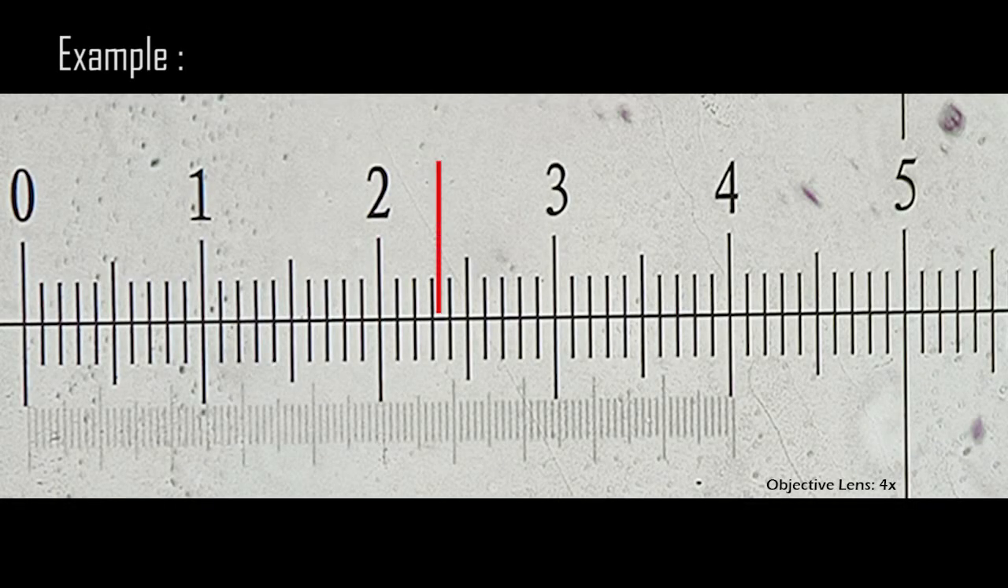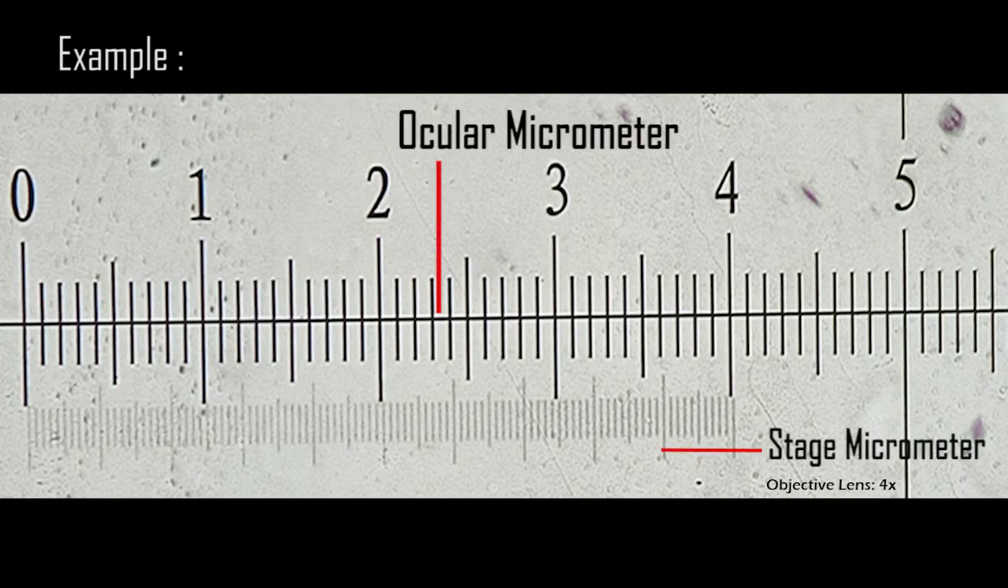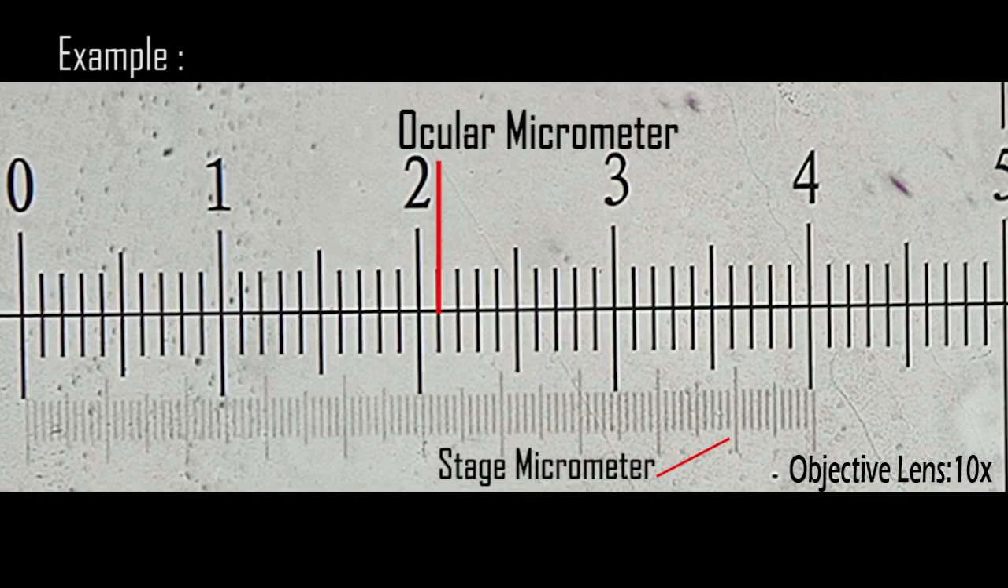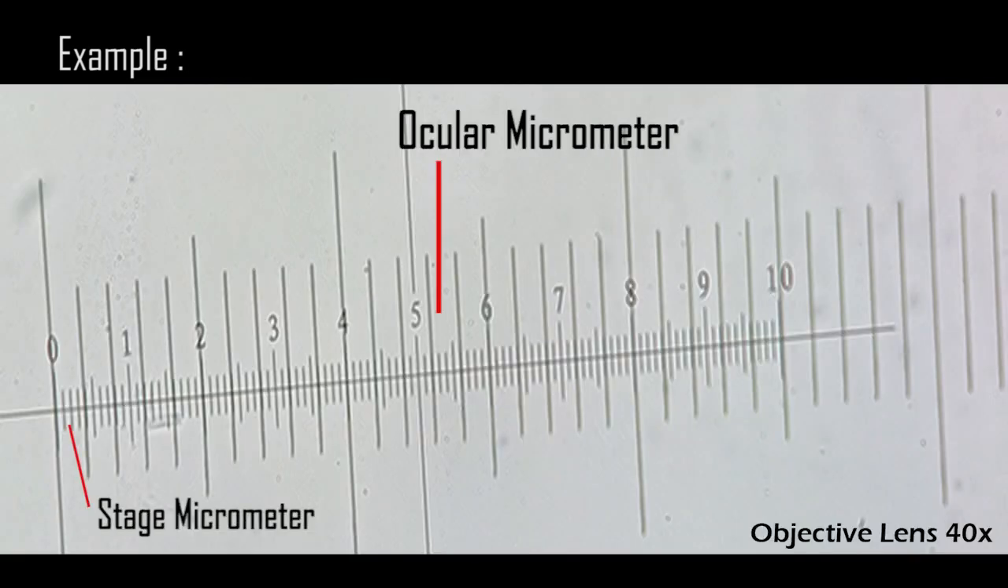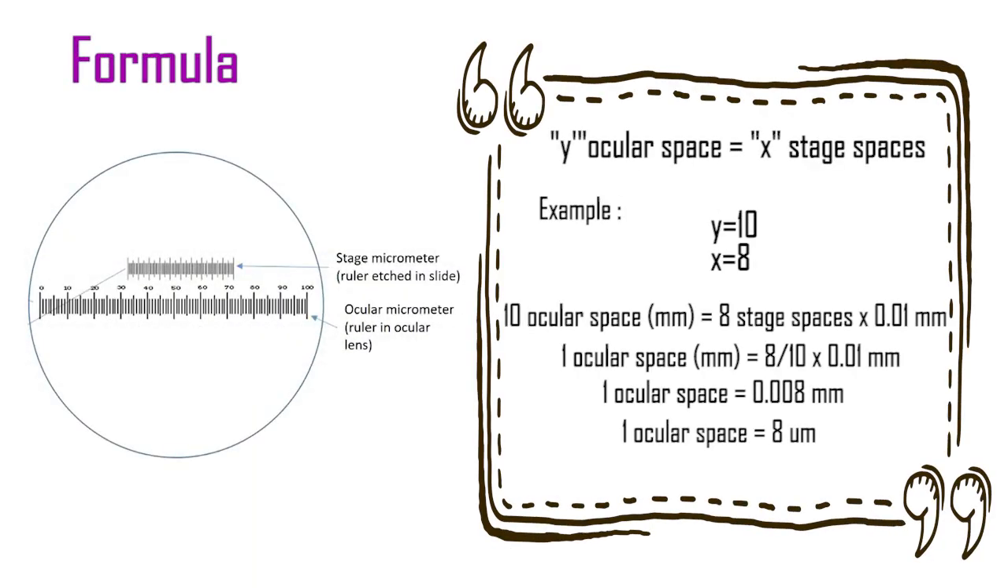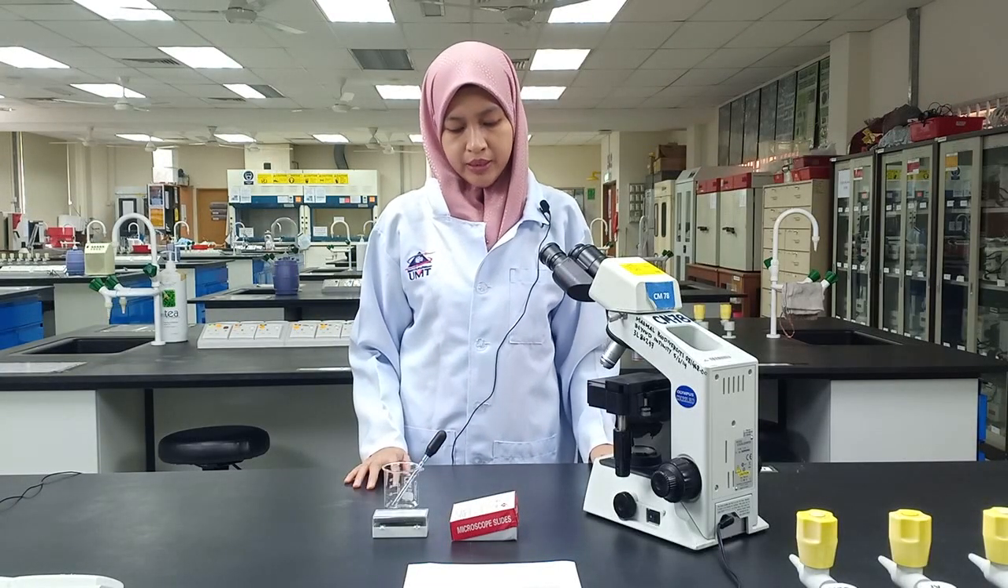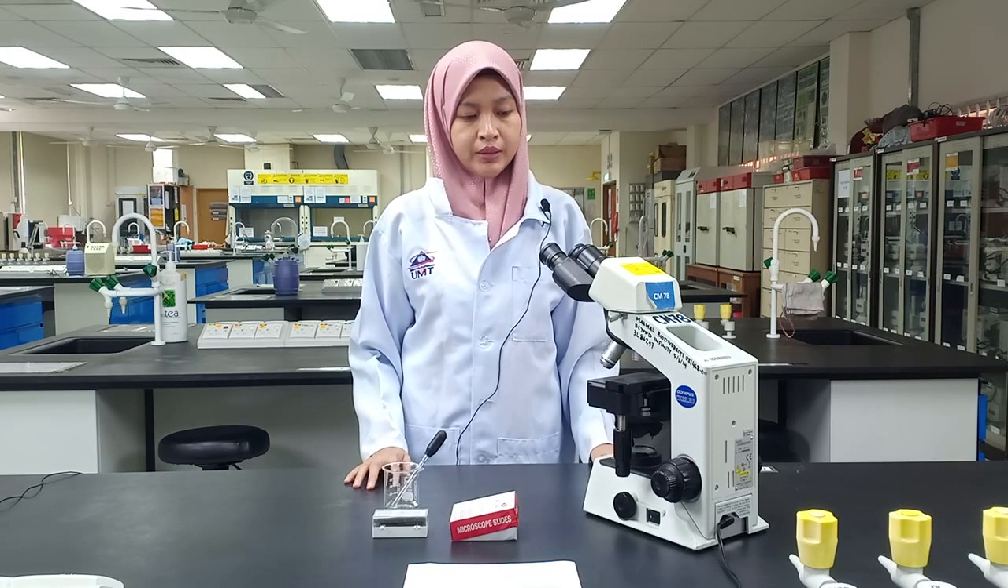So, this is an example for the 4 times objective lens, 10 times objective lens, and 40 times objective lens. You can calculate the actual ocular space by using that formula. So after calibration, we will take a sample from a filtered sample, prepare the wet sample, and analyze it by measuring the size and also for identification.